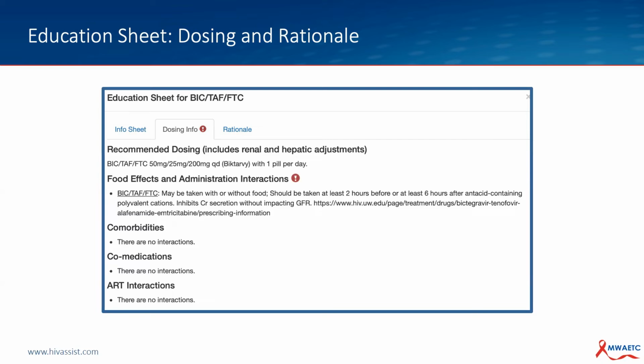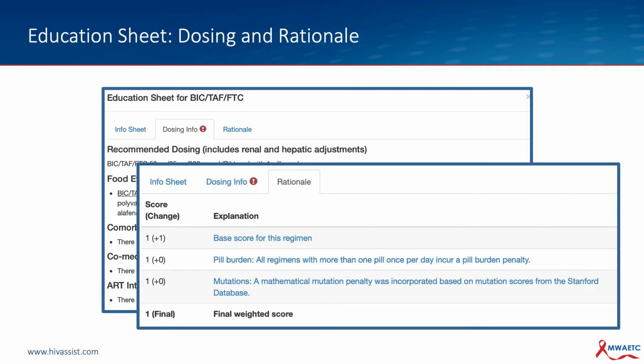Back to this education sheet. So what I just showed you was from the info sheet. Next, it tells you dosing info about how to take it. Here it says there's a food effect and administration interaction. So if there's something for you to be aware of, there's a red exclamation mark. And here you'll see that it's drawing from the National HIV Curriculum. And if you want to know about the rationale, it'll tell you how the math or the computer science worked. Here it says that all regimens with more than one pill once per day incur a pill burden penalty.